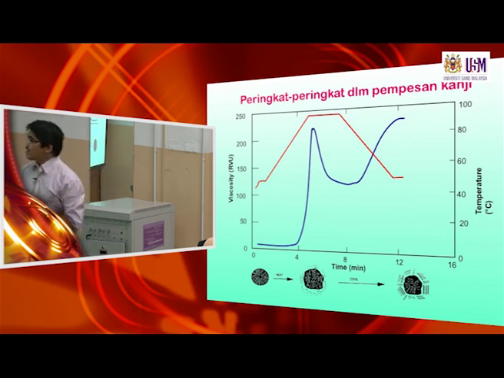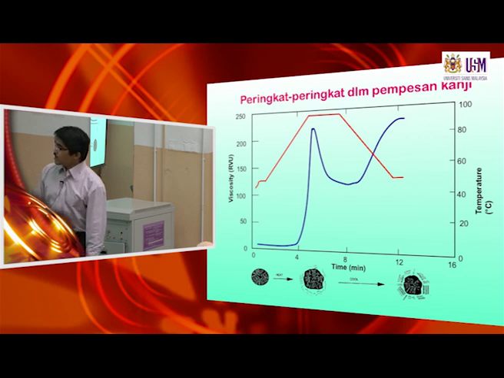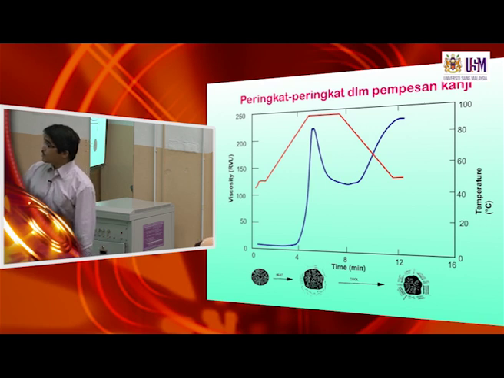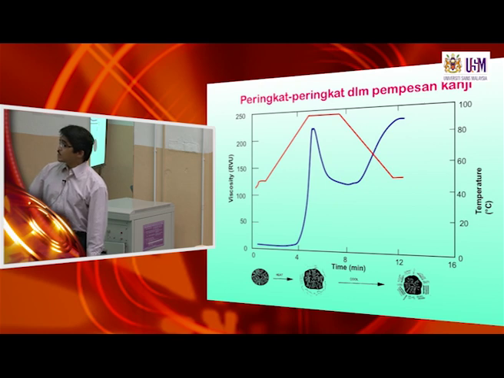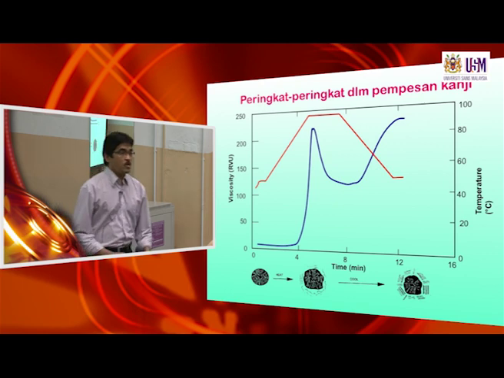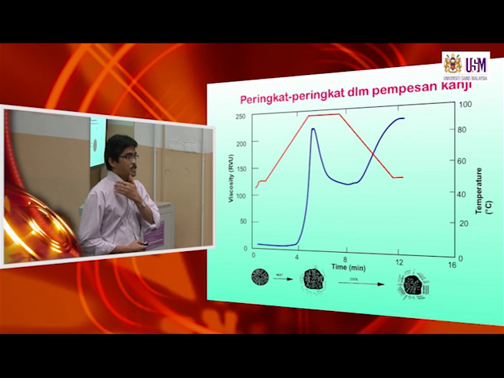So the whole event of pasting, I would say, starts from the onset here until we get the hot paste viscosity here, because we are holding at 95 here. So this is also known as hot paste viscosity. So the whole thing here, we have a starch paste. When we start to cool down, the viscosity will start to increase again. From this point onwards, that is the process of retrogradation, or in this case, we call it setback.